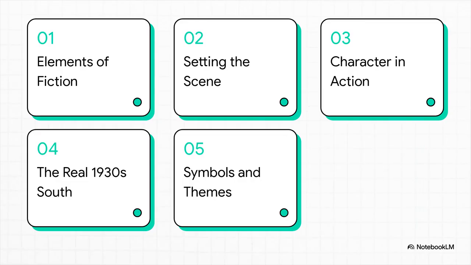Okay, let's look at our roadmap for today. First up, we'll cover the elements of fiction to get our theoretical framework. Then we'll move into setting the scene, followed by character in action. After that, we'll dive into the very real history of the 1930s South, and finally, we'll wrap up with the symbols and themes that tie the whole shebang together.